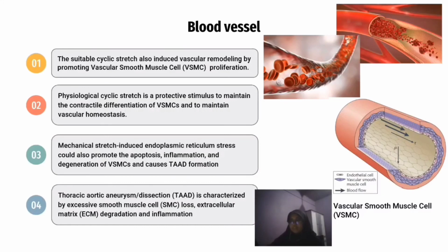homeostasis. Mechanical stretch-induced endoplasmic reticulum stress could also promote the apoptosis, inflammation, and degeneration of vascular smooth muscle cells and cause thoracic aortic aneurysm or dissection, TAAD, formation. Thoracic aortic aneurysm dissection (TAAD) is characterized by excessive smooth muscle cell loss, extracellular matrix degradation, and inflammation.